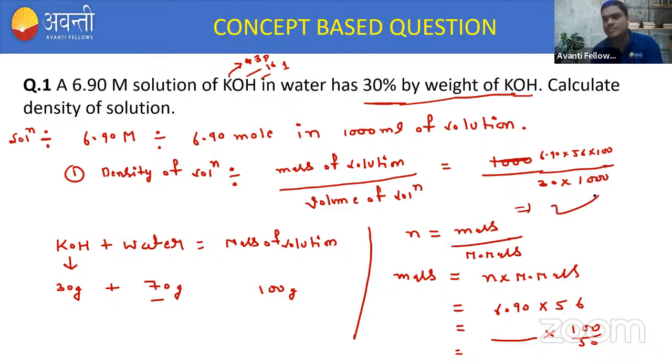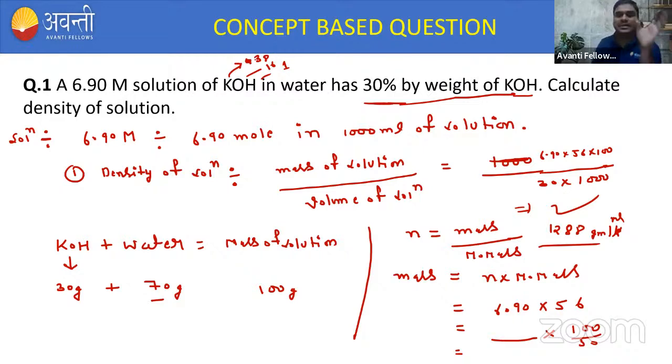So you can just calculate, right? On calculating, it comes out to be 1288 gram per liter, or we say per milliliter if you're considering in milliliter. So this is how you actually calculate this. I hope you got this.